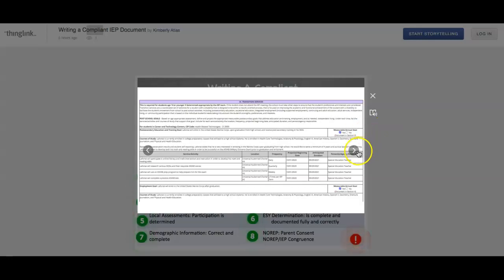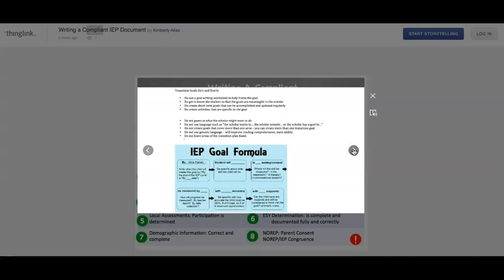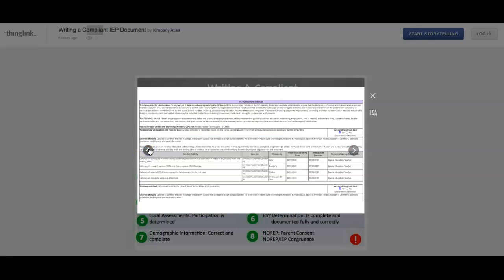On the next page, if we switch over real fast, there is a list of do's and don'ts for writing transition goals. So please review that. Goals for transition really are no different than any other kinds of IEP goals. They should have a time frame, they should have a specific task within a certain context, and a measurement parameter. Okay. So, for instance, I've seen quite a few IEPs that say when Jeff is finished high school, he wants to go to college. That's not a goal. We need to write it in goal language.